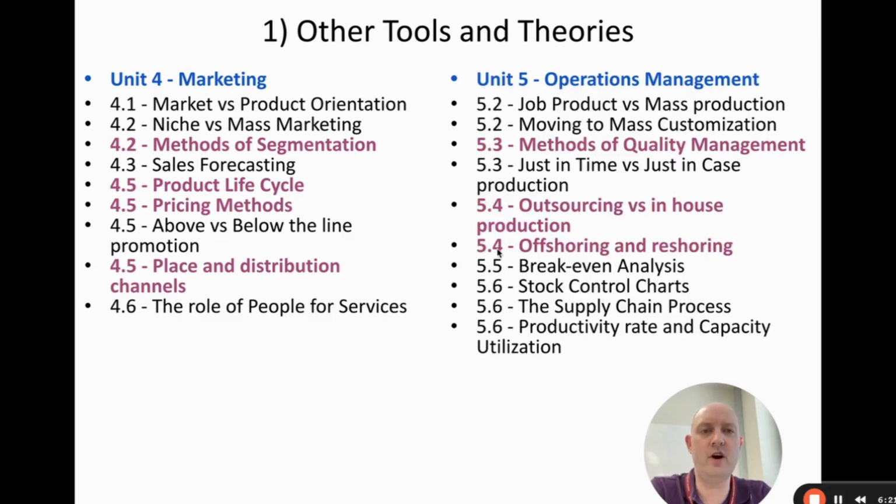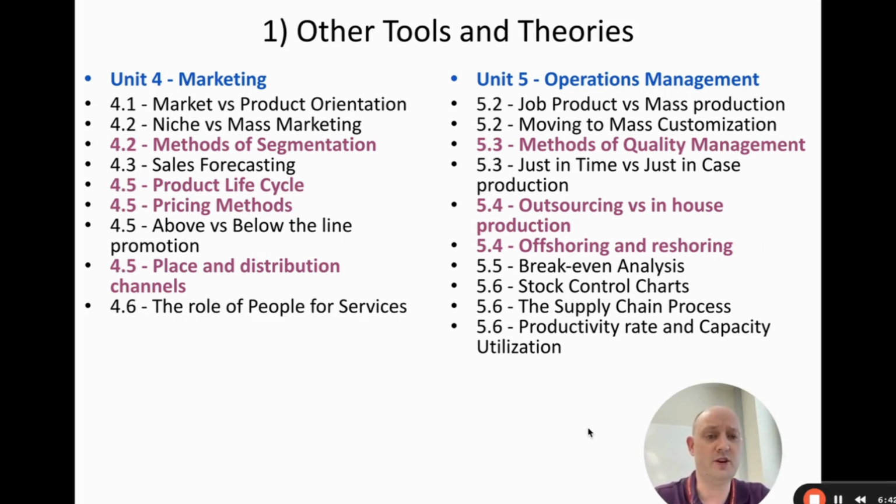And then on to Unit 5. Unit 5 has got a lot of HL content, so HL students are more likely to use Unit 5 than SL students. I think outsourcing versus in-house production itself is a potential research question. So should a company outsource or produce it in-house? Quality management, offshoring, reshoring, etc.